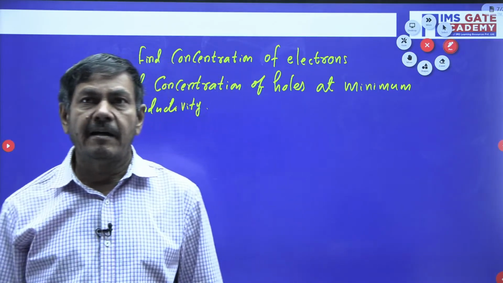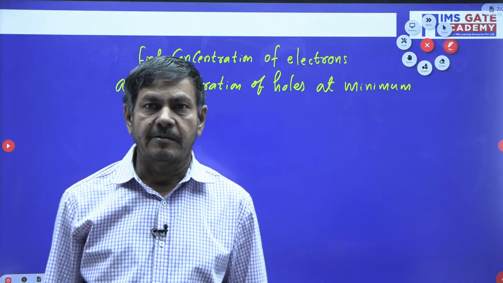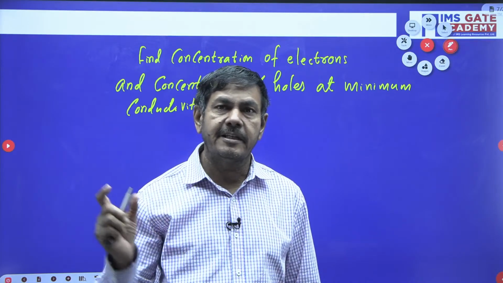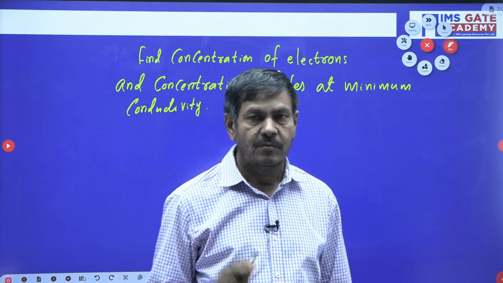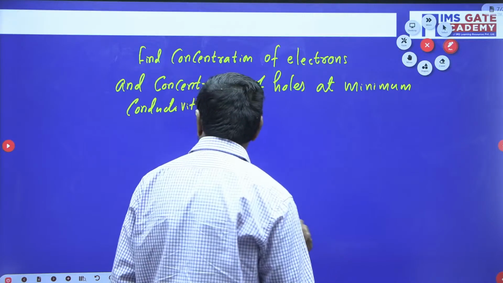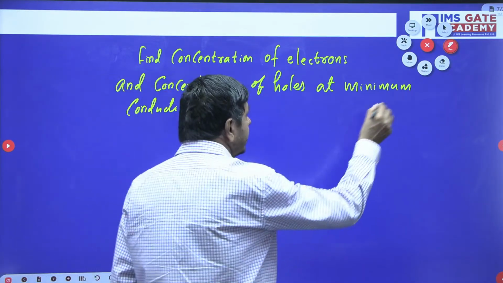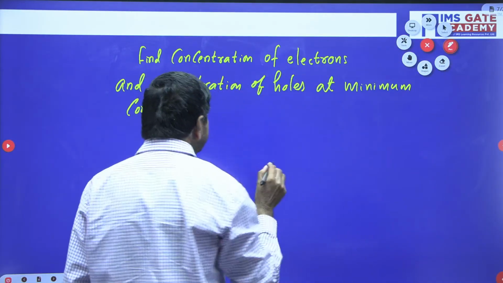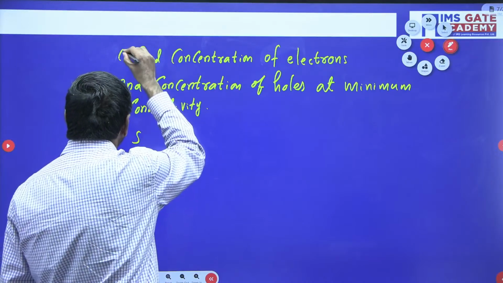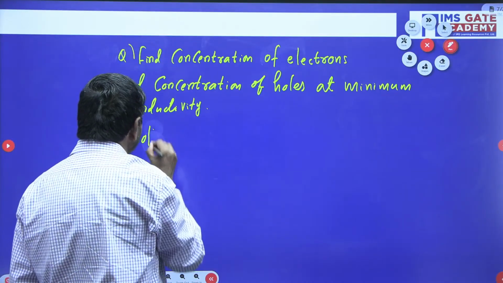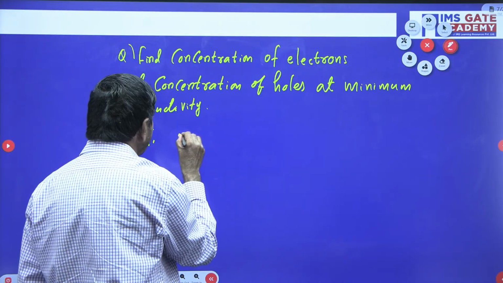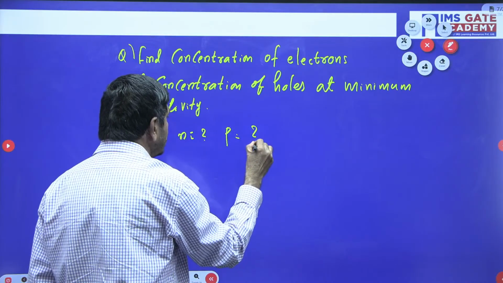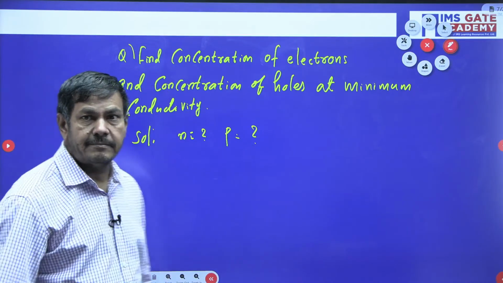Minimum conductivity or maximum conductivity, it doesn't matter now. According to maximum and minimum, we are going to use the derivative of something equal to 0. What is the meaning of that? You can understand, I will explain clearly. This is the question I gave, solution. But I want the concentration of electrons, the N value required, and also the concentration of holes at minimum conductivity.